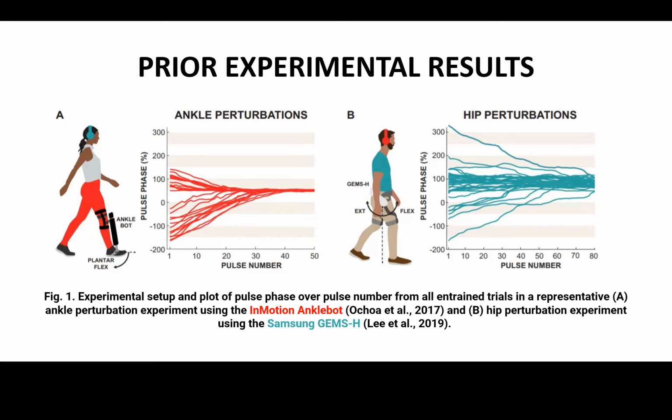On the right side of the slide, you can see the results of hip perturbation experiments. Here, the torque pulses were applied bilaterally, in the flexion direction for the right hip and in the extension direction for the left hip. Again, no matter what the initial pulse phase is, it always converges to 78% of the gait cycle, which corresponds to the right leg's mid-swing. However, in human experiments, they only tested pulse periods that are 25 milliseconds shorter than the natural stride period.